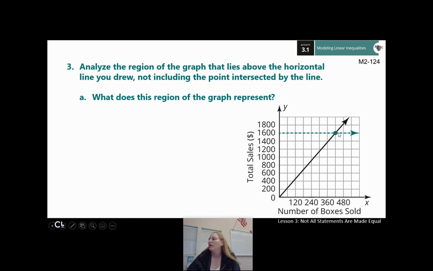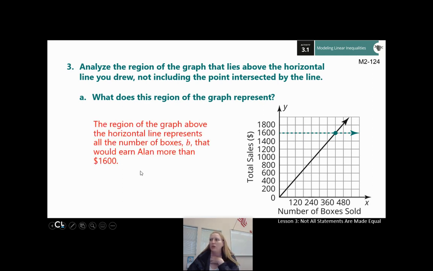So we're now talking about the region above the graph, and we're not including that point anymore. So we're talking about the stuff above $1,600. This region of the graph represents all the number of boxes B that would earn Alan more than $1,600, right? If we're talking about above, this is when he's earning more than $1,600.